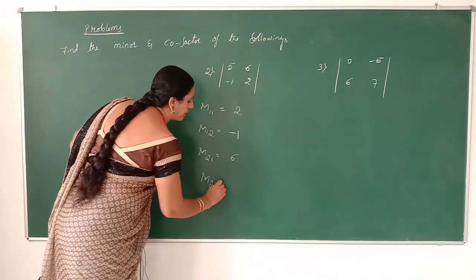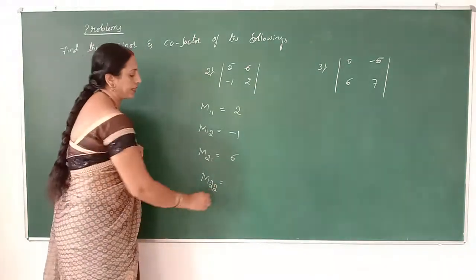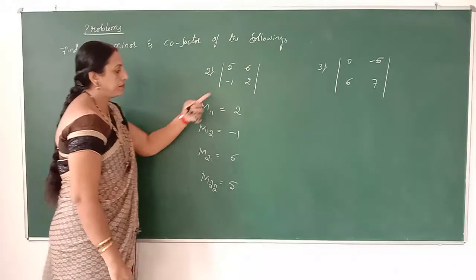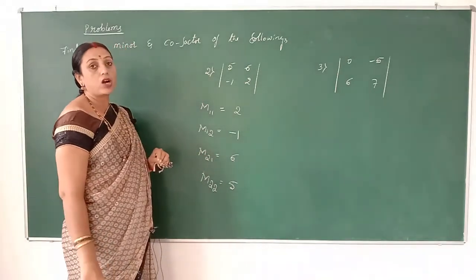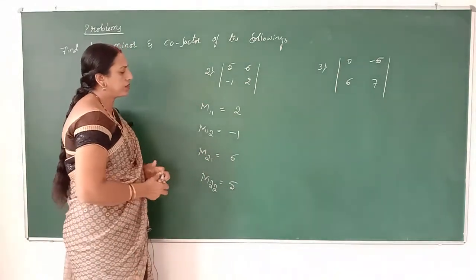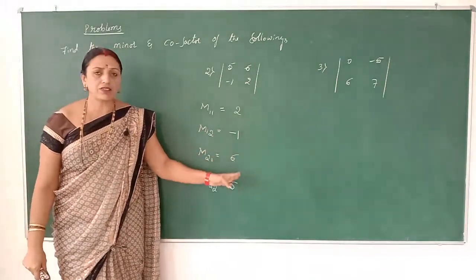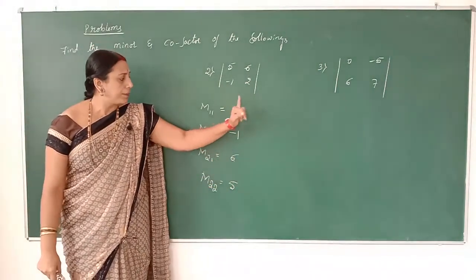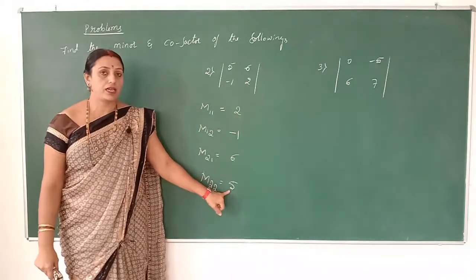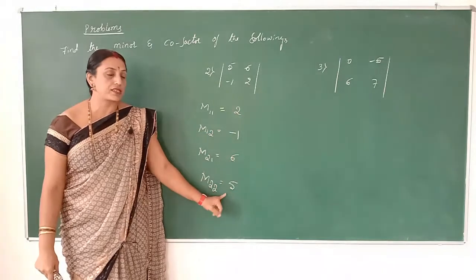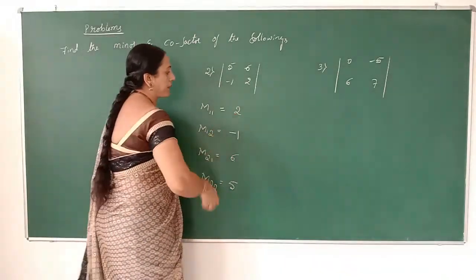M22 means minor of second row, second column, it will be equal to 5. And these elements are multiplied by an alternating sign. Just remember, it's a matrix of order 2 cross 2. Those elements are multiplied with plus, minus, minus, plus. Elements are multiplied with plus, minus, minus, plus. The first element is multiplied by plus.